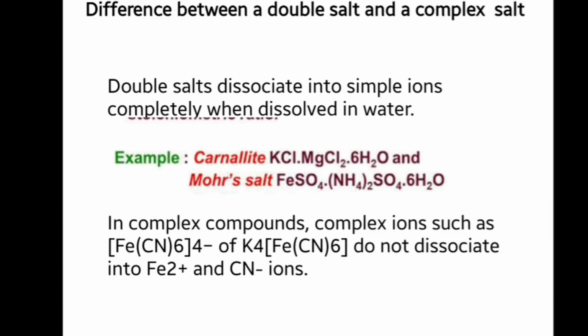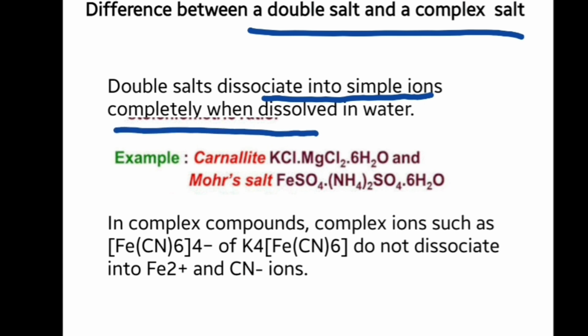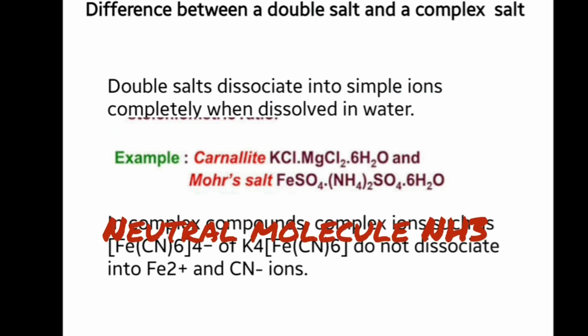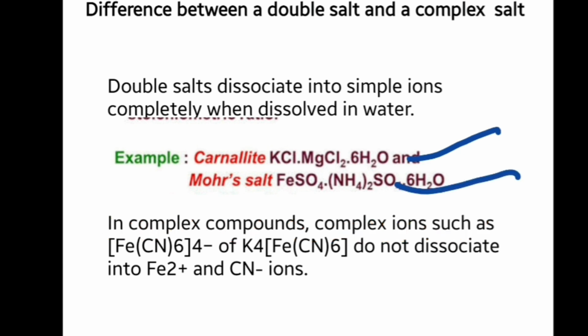Okay, difference between a double salt and a complex salt. As I said, a double salt will dissociate into simple ions when you dissolve it in water. These are examples of double salts: carnallite and Mohr's salt. See the formula. When you dissolve these salts in water, all of them will dissociate.